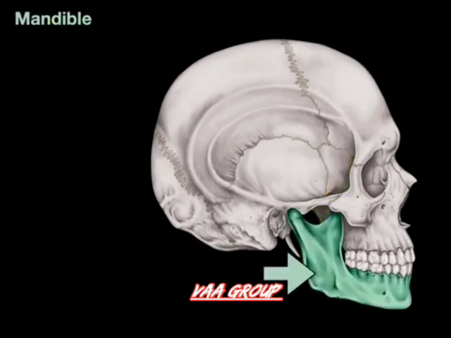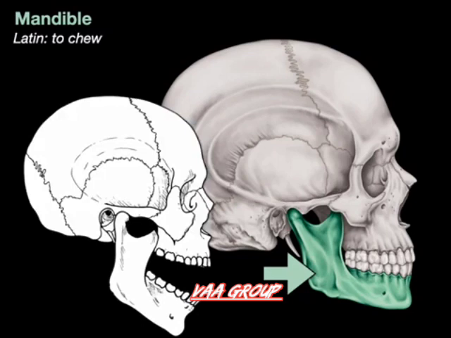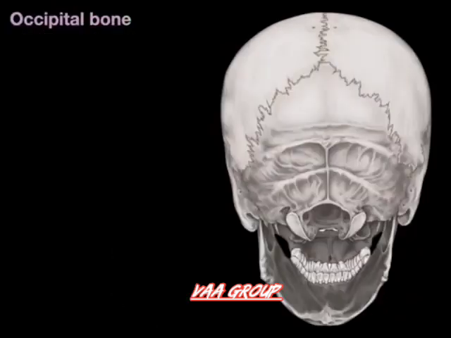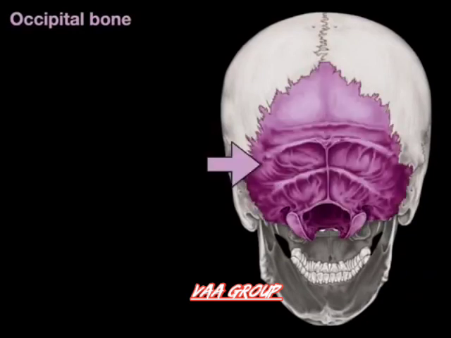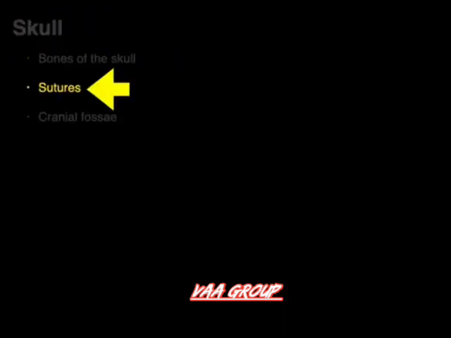The mandible is here, and the mandible gets its name because it's Latin to chew, because it's the bone that allows you to move your jaw and chew or masticate. The occipital bone is here in this purple color, and occipital is Latin for the back of the skull. Now let's go from bones to sutures.